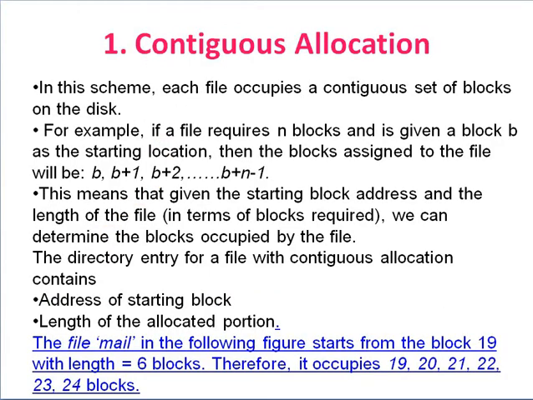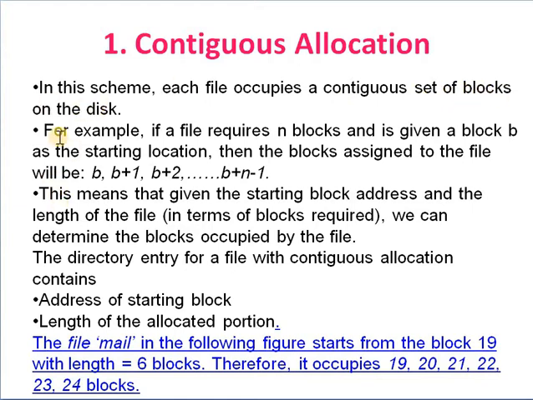First method is the contiguous allocation. In this scheme, each file occupies a contiguous set of blocks on a disk. As the name suggests, contiguous allocation means that in this mechanism, the file is going to be stored on contiguous blocks.